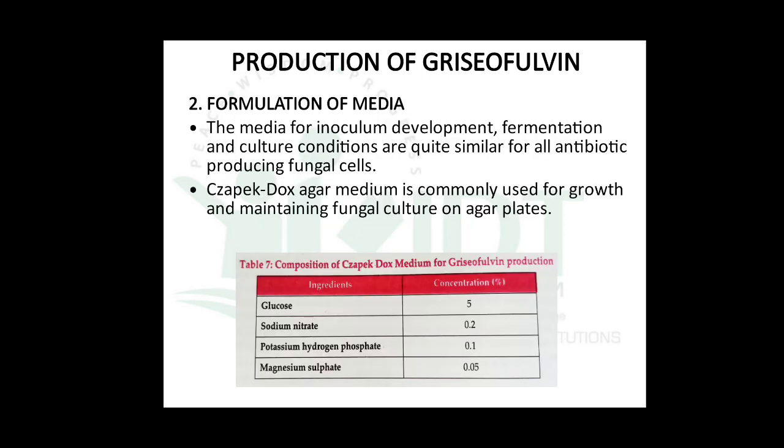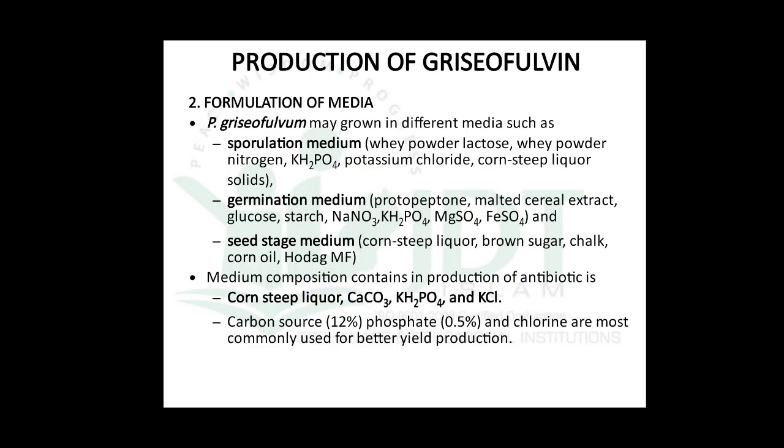Now coming to the second step, that is formulation of the media. The media for inoculum development, fermentation, and culture conditions are quite similar for all antibiotic producing fungal cells. Czapek Dox agar medium is used for maintaining the fungal culture. It consists of glucose, sodium nitrate, potassium hydrogen phosphate, and magnesium sulfate in these concentrations.